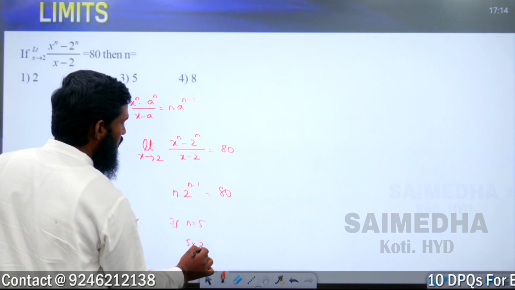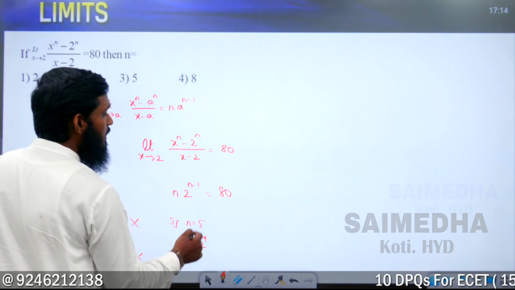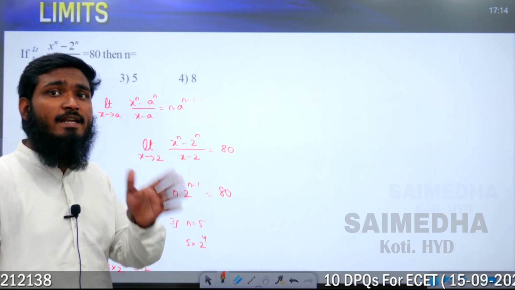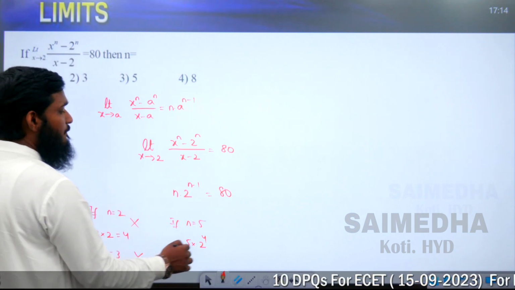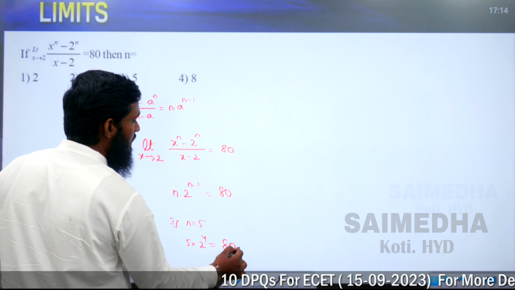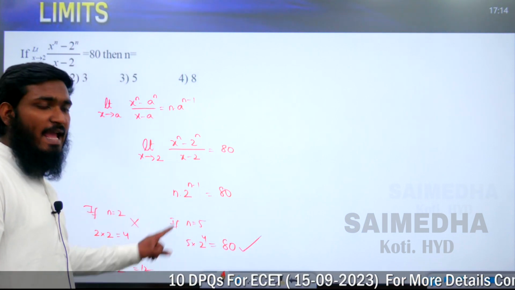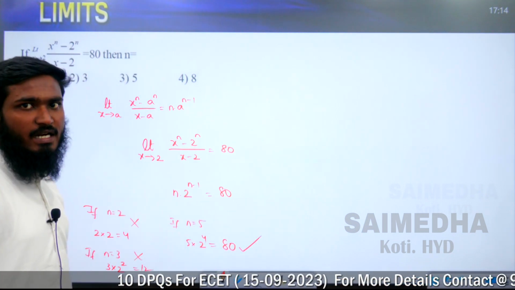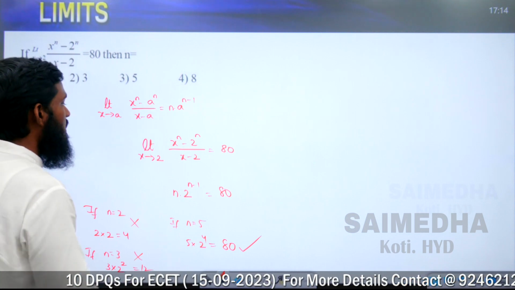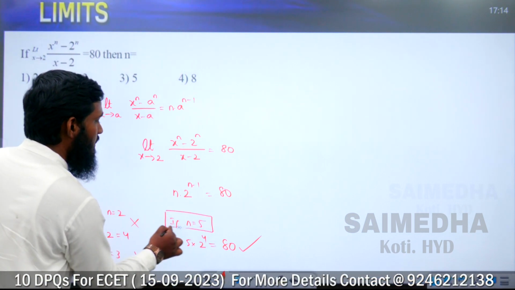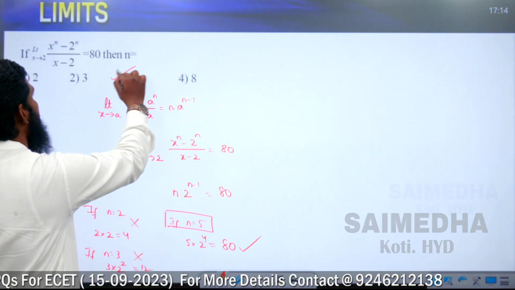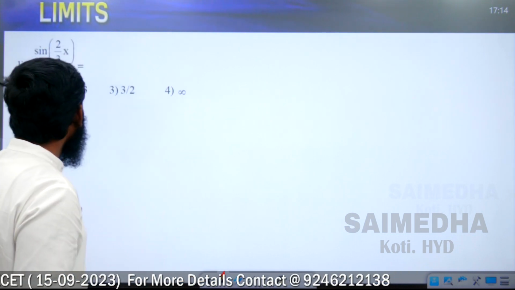5 into 2 power 5 minus 1 means 4, 2 power 4. 2 2s are 4, 4 2s are 8, 8 2s are 16, 16 5s are what? 80. Okay. So when we are taking n equals 5, we are getting this condition equal to 80. So n value is equal to 5. So the third option is correct.